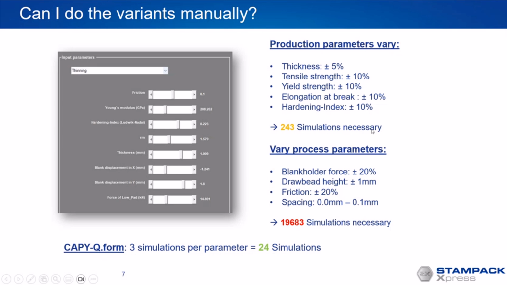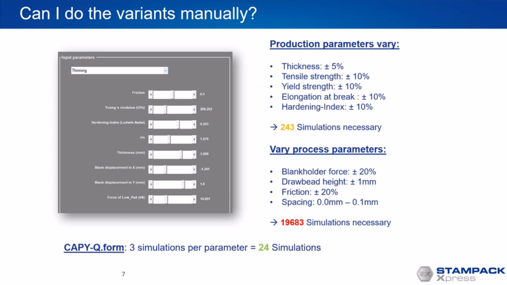If we additionally want to vary also the process parameters we spoke about, so blank holder force, again 3 simulations, draw bead heights 3 simulations, friction 3 simulations, and then the bumpers 3 simulations, then yeah, the number of necessary simulations is so large that I cannot calculate this by heart. So we need almost 20,000 simulations to cover just 9 parameters.